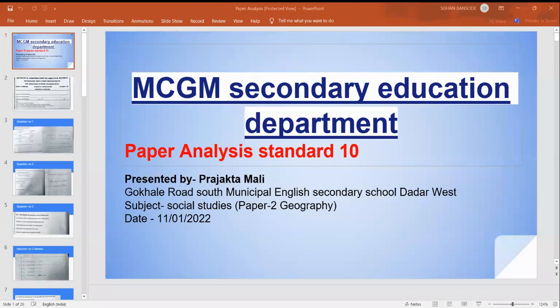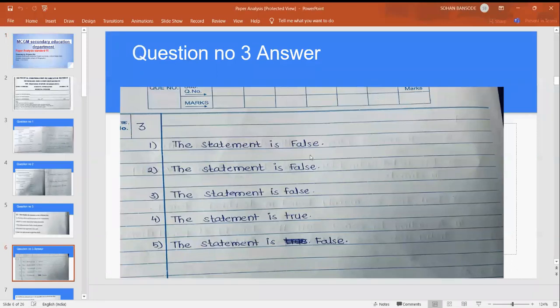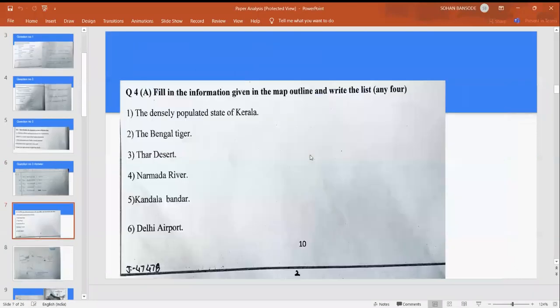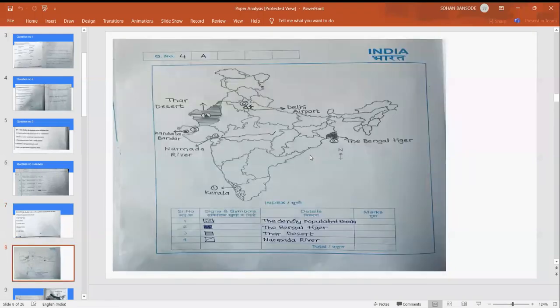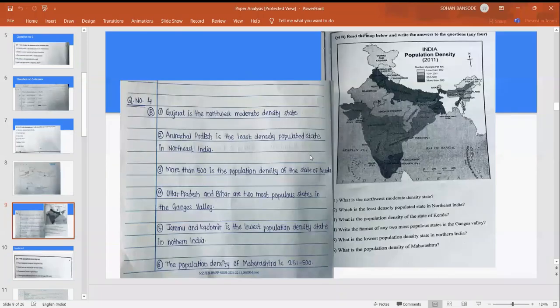Yes, ma'am, the slide did not move. Okay, okay. Now, okay. Question number 4A. You have to fill the map. Whatever information is provided to you, you have to draw it in a map. This is the answer. Next one, question number 4B. You have to observe the map and write the answers for the questions asked.